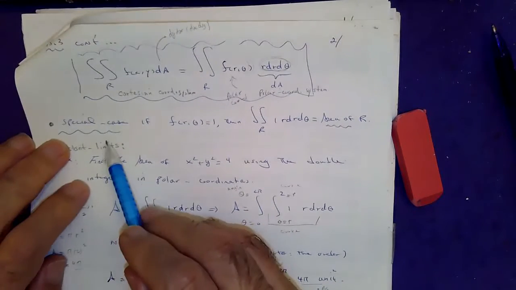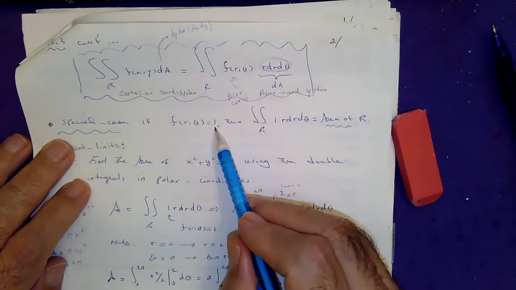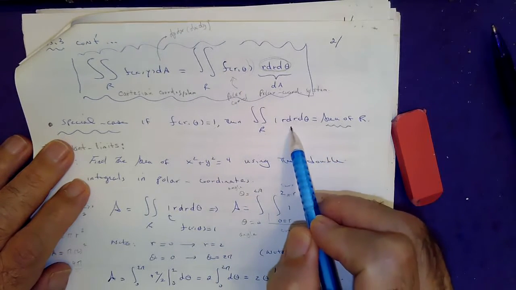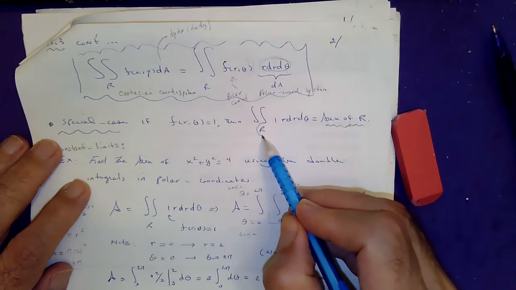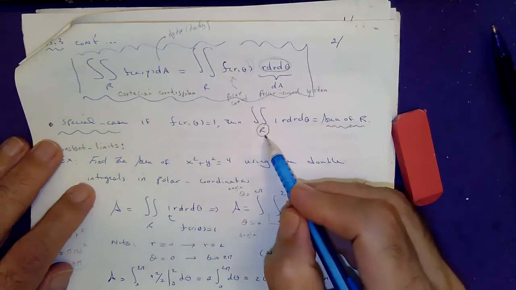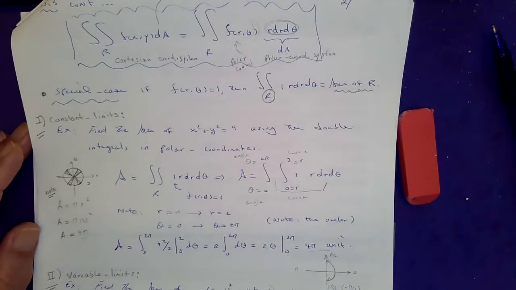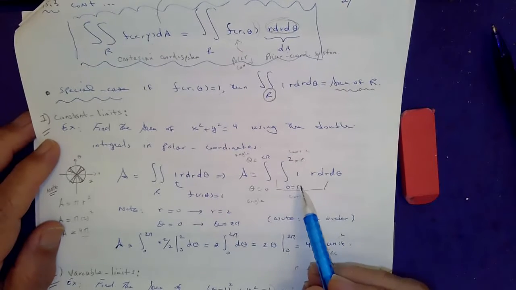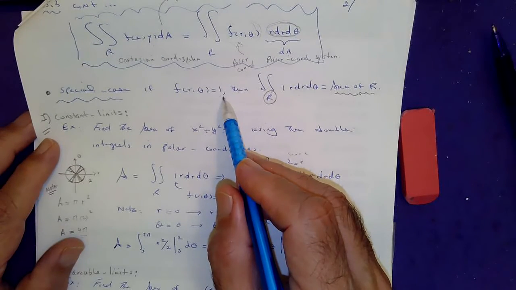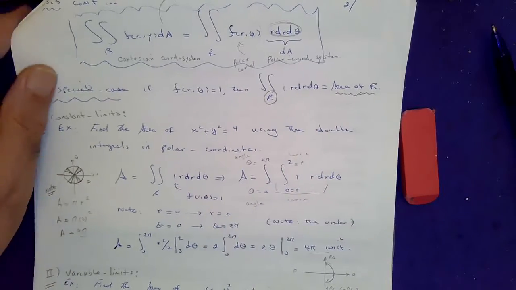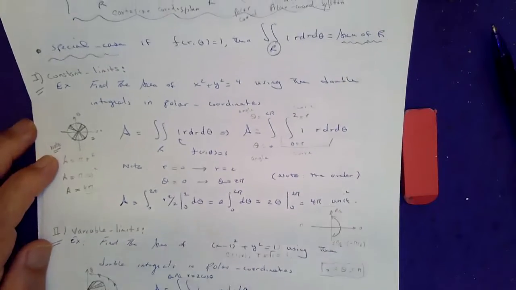Special case, just like before, if this integrand is 1, then this double integral in polar coordinates again finds the area of this region, correct? So that's called the region of integration. So now I can find the area using a double integral by letting the integrand be 1. I'm going to show you two examples. One with constant limits, the other one with variable limits. Check this out.